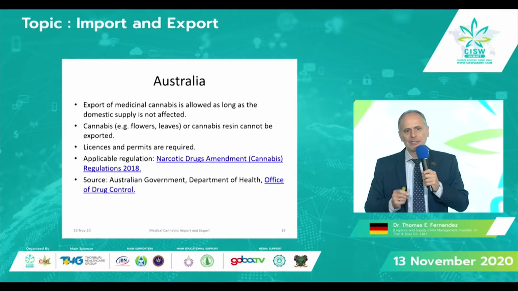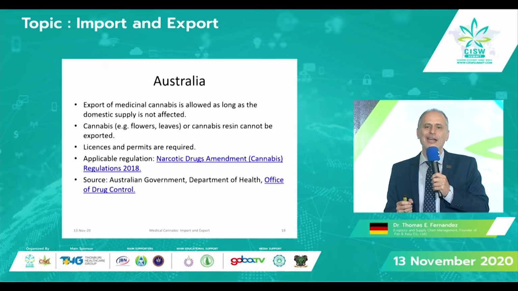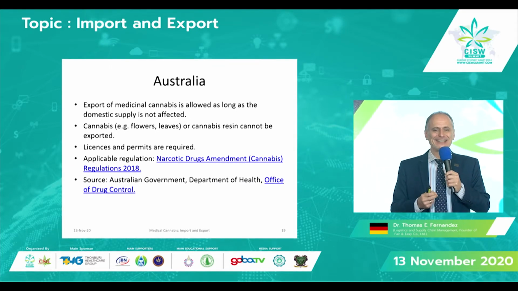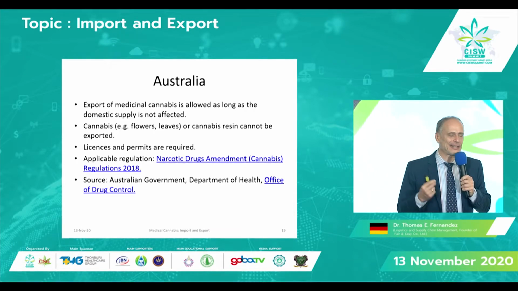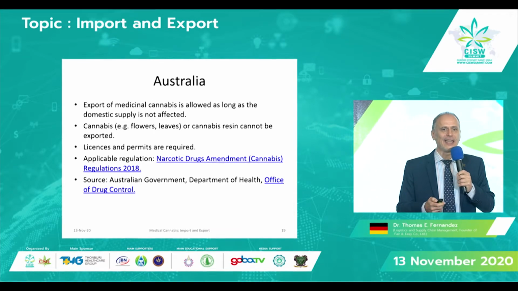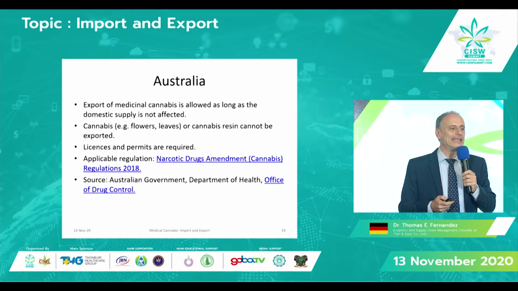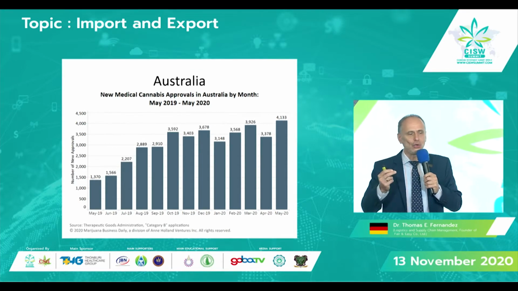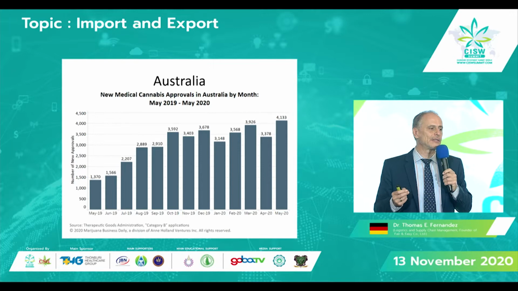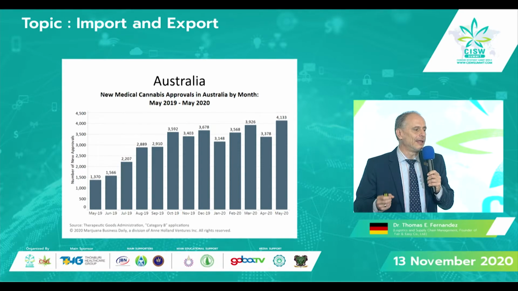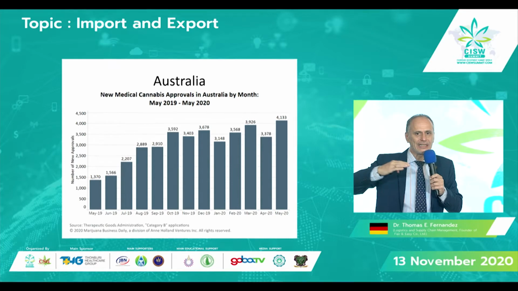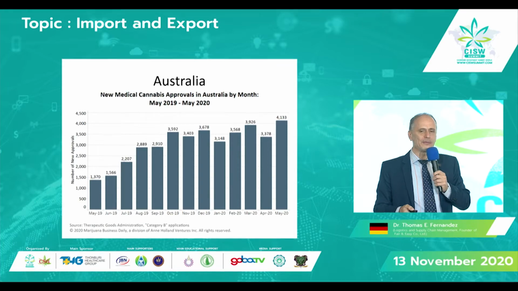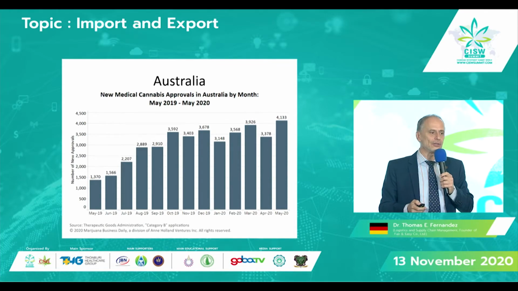Australia, interesting here, export of medical cannabis is allowed as long as the domestic supply is not affected. I find that very interesting, so they understand it's an important product and should not be exported if it is needed in the country. Here we have a list of new medical cannabis approvals. This is not the list of companies, but the list of new approvals, so it's all adding up on top. So this is a growing industry in Australia.